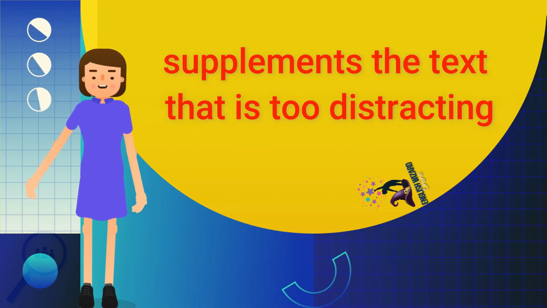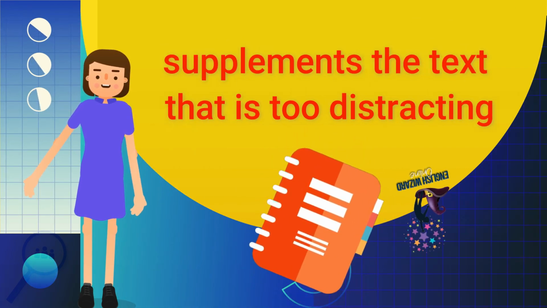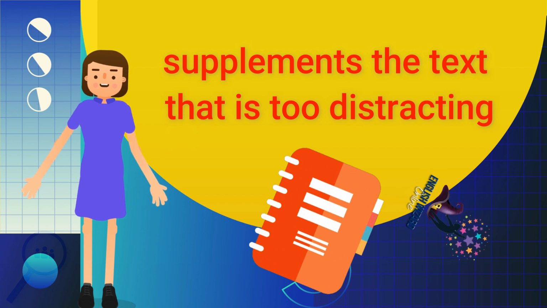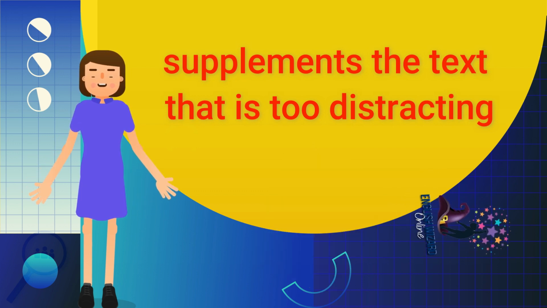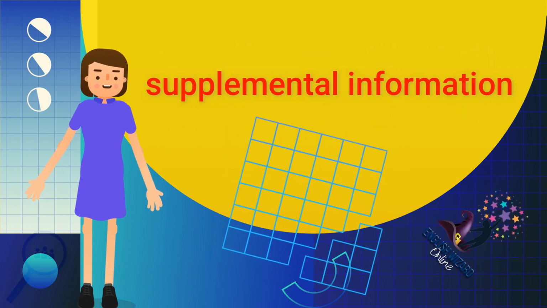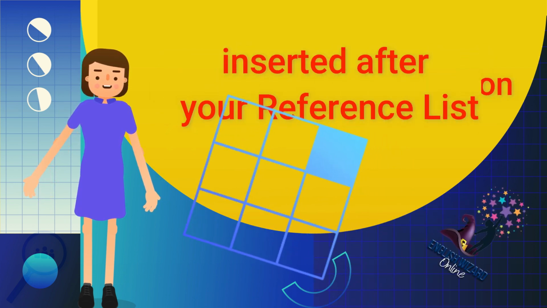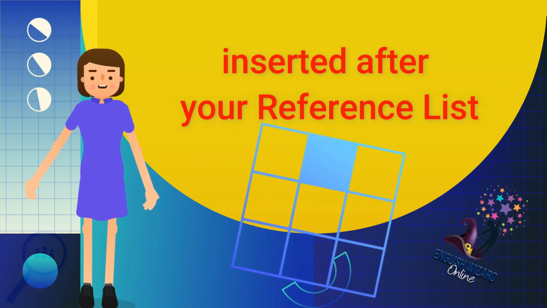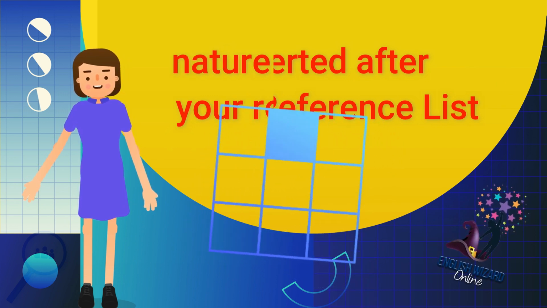An appendix is found at the end of a paper and contains information that supplements the text, but that is too distracting to include in the main body of the paper. This is supplemental information placed as an appendix to your work. An appendix or appendices should always be inserted after your reference list.